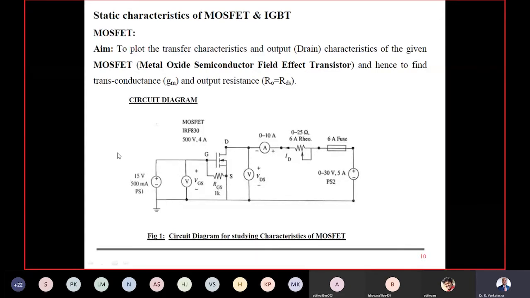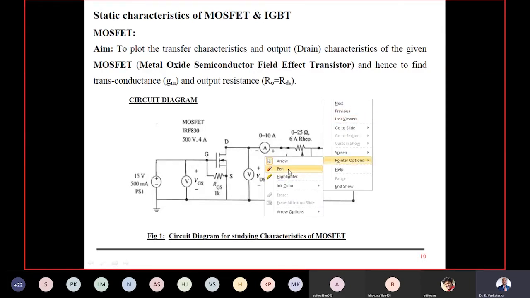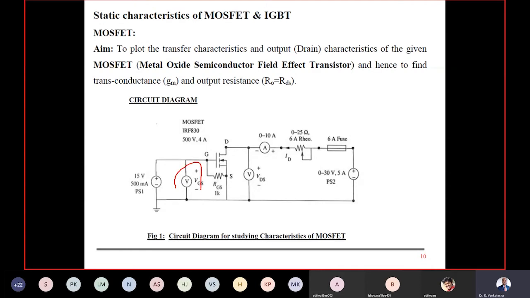So we have two loops here. The left hand side loop is my control loop. Let me write that. Two loops here. Control loop. The moment I give the gate signal, the MOSFET will be turned on. Right hand side is the power loop.